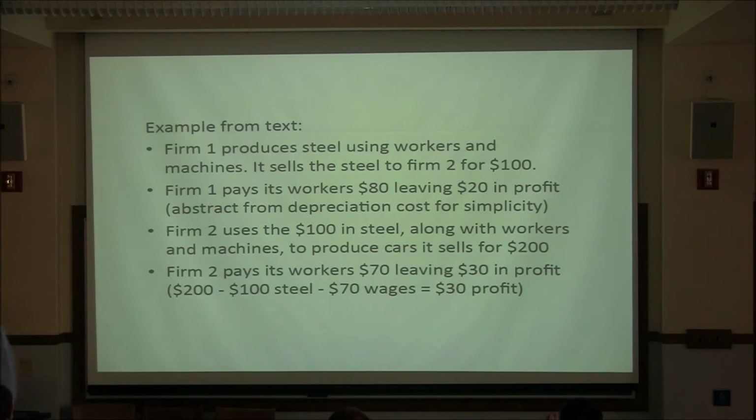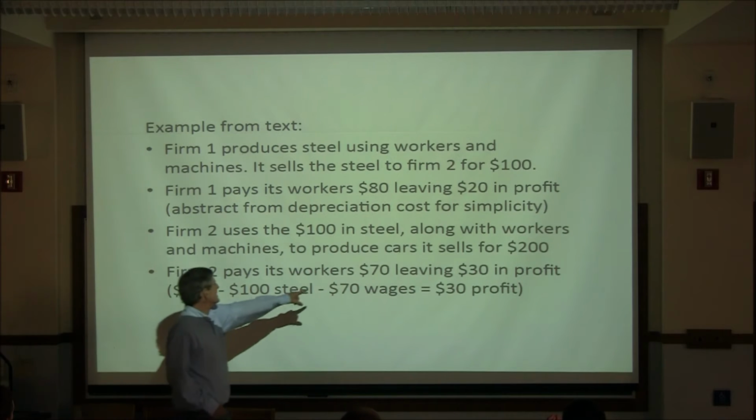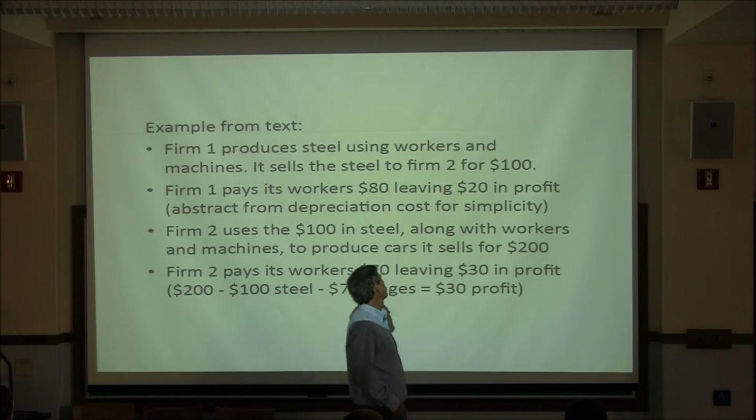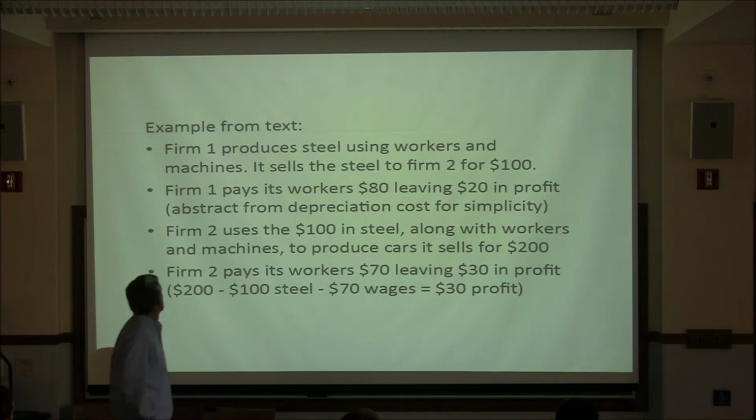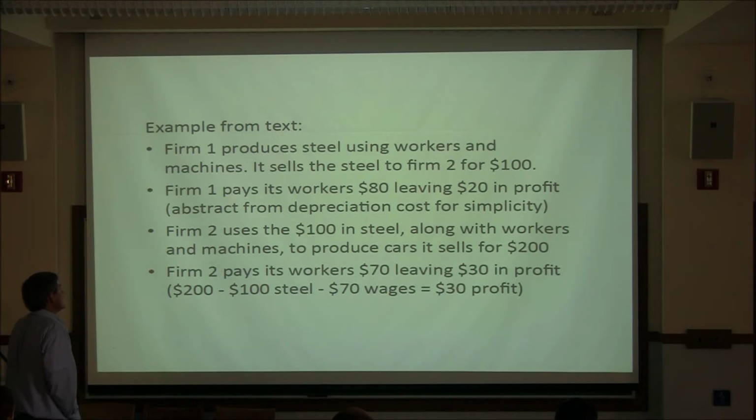Then it sells it to firm 2. Firm 2 takes the steel, turns it into cars. It pays its workers 70, 30 in profit. So the question is, what's the value of GDP here? Is it 200 or 300?